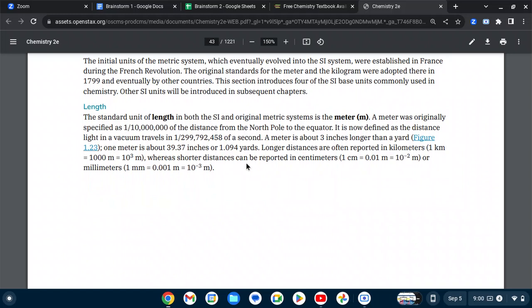Length. The standard unit of length in both the SI and original metric systems is the meter. A meter was originally specified as 1/10,000,000th of the distance from the North Pole to the equator. It is now defined as the distance light in a vacuum travels in 1/299,792,458th of a second. A meter is about 3 inches longer than a yard. 1 meter is about 39.37 inches, or 1.094 yards. Longer distances are often reported in kilometers, whereas shorter distances can be reported in centimeters or millimeters.